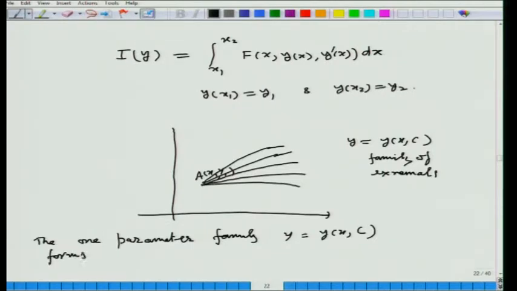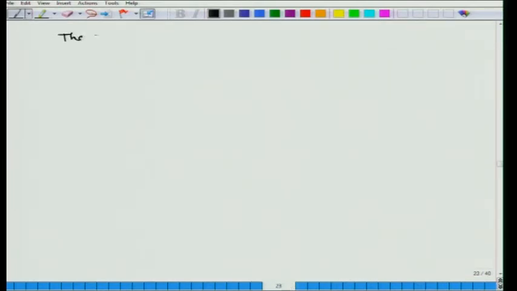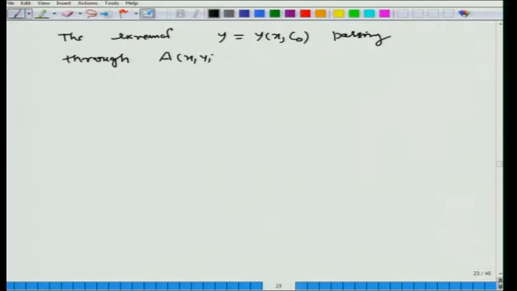forms a central extremal field at the point A, x 1, y 1, and the extremal y equal to y of x, c 0, passing through A, x 1, y 1 and B, x 2, y 2 is an interior extremal.